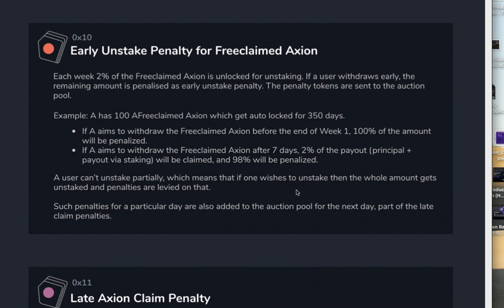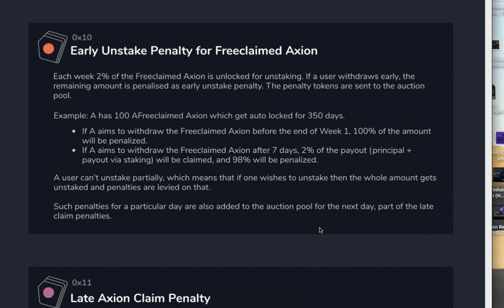Early unstake penalty for free claimed Axion. Each week, 2% of the free claimed Axion is unlocked for unstaking. If a user withdraws early, the remaining amount is penalised as an early unstake penalty. The penalty tokens are sent to the auction pool, which we know is one of the ways the auction gets Axion to auction. Example: A has 100 free claimed Axion, which gets auto locked for 350 days.